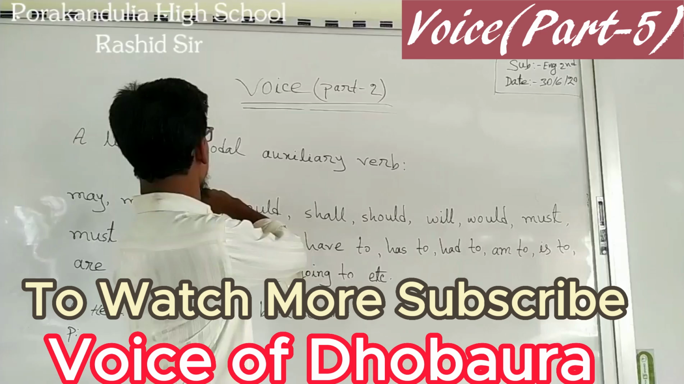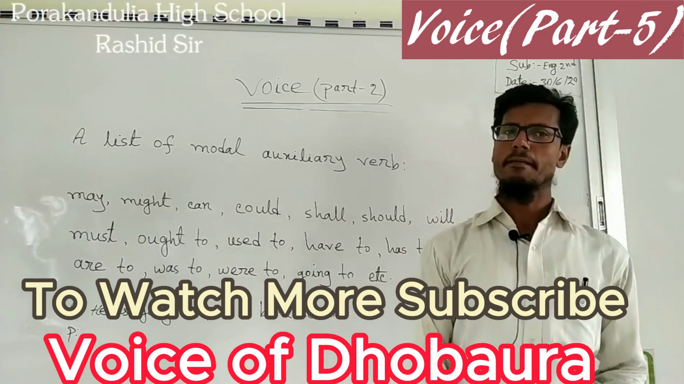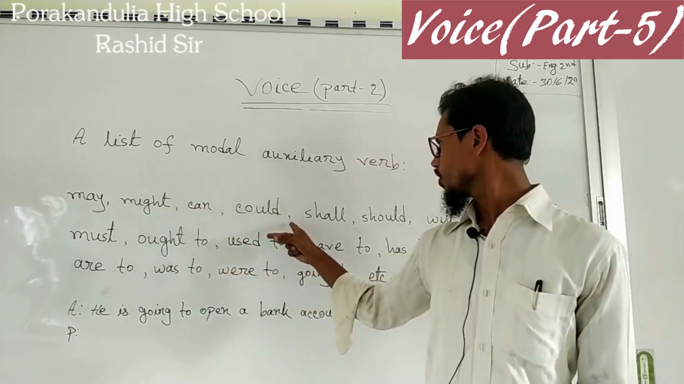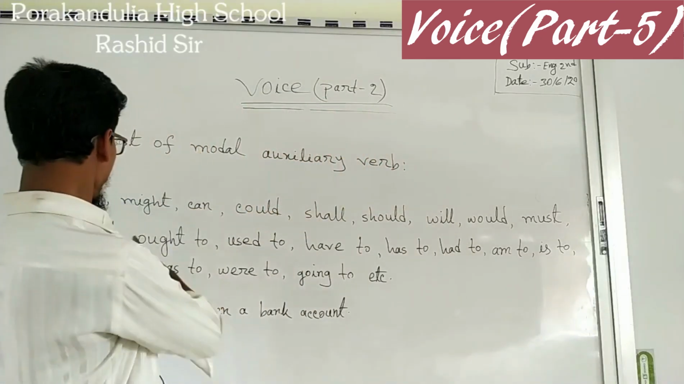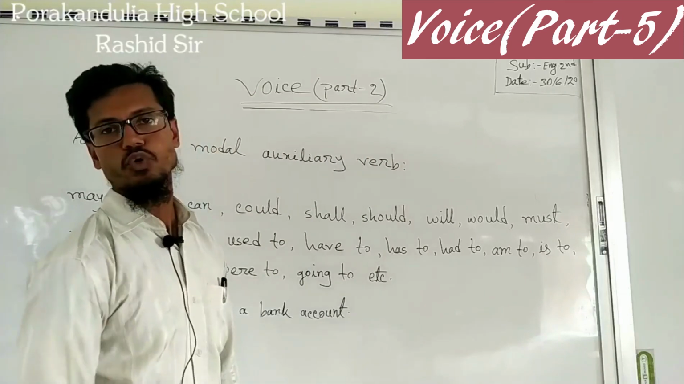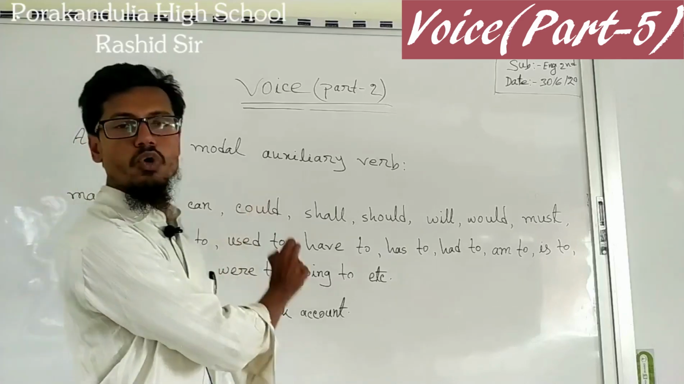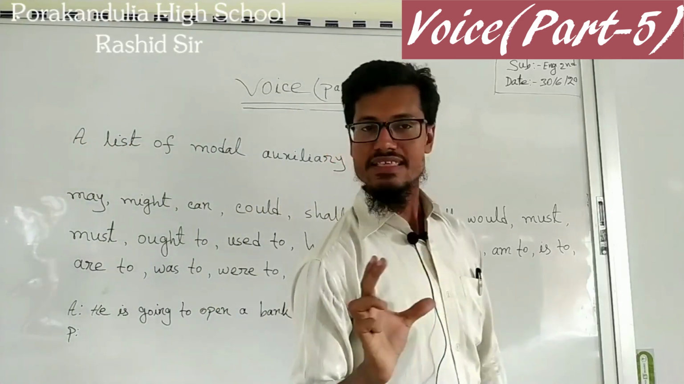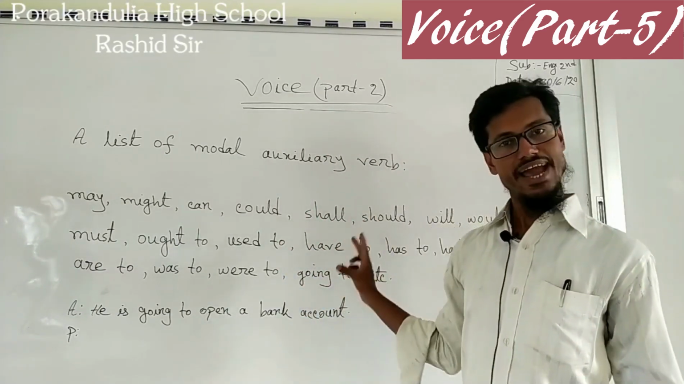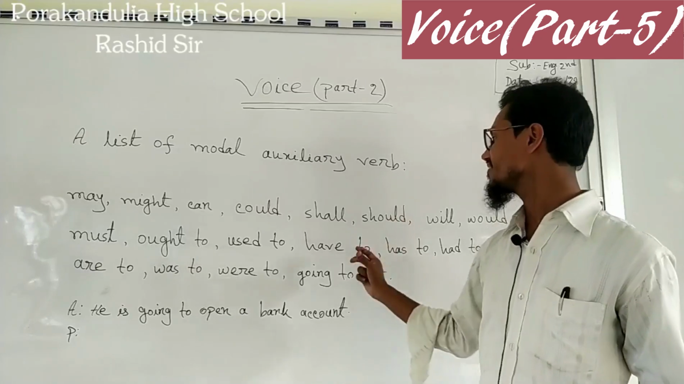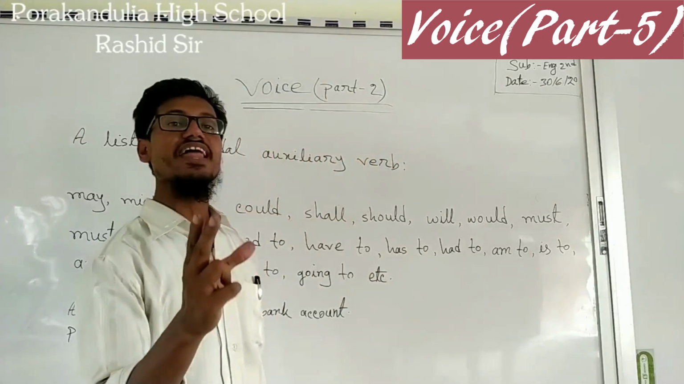Dear students, look at the modal auxiliary verbs which I have told you. May, might, can, could, shall, should, will, would, must, ought to, used to, have to, has to, had to, am to, is to, are to, was to, were to, going to. These are modal auxiliary verbs. If you find these modal auxiliary verbs in active voice, you have to use be after the modal auxiliary verb, and other rules of changing voice will remain unchanged.